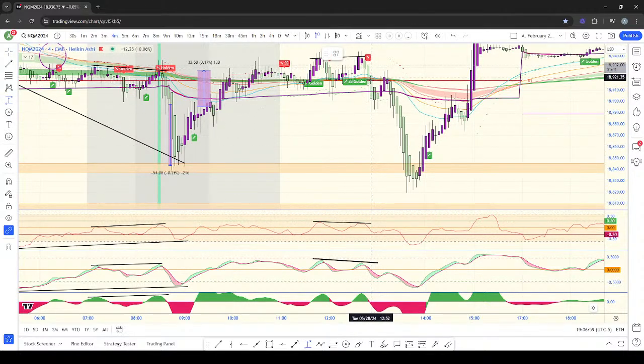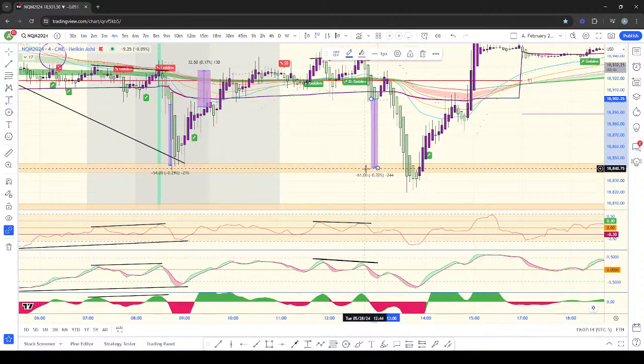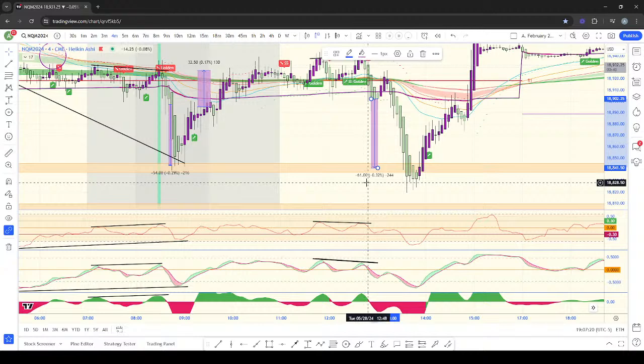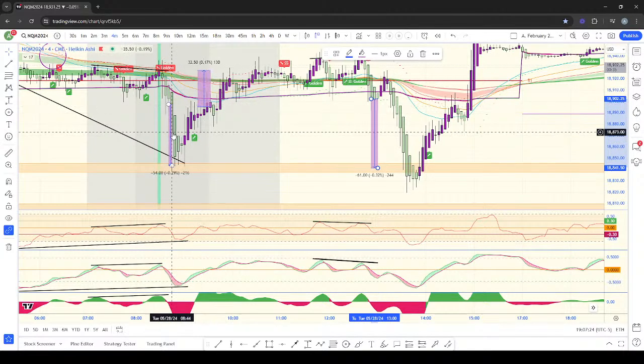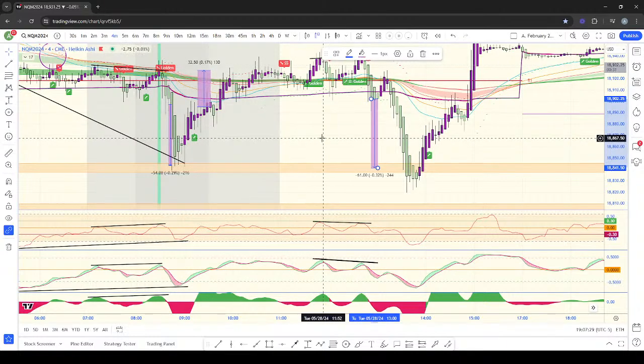If you're looking about right here, you would have been in some drawdown because of the pullback, which is okay. If you went right into the lows to the left, into your zone area, you're looking at a little over $1,200 on a single contract right here. So you had three really nice opportunities on the 4-minute.